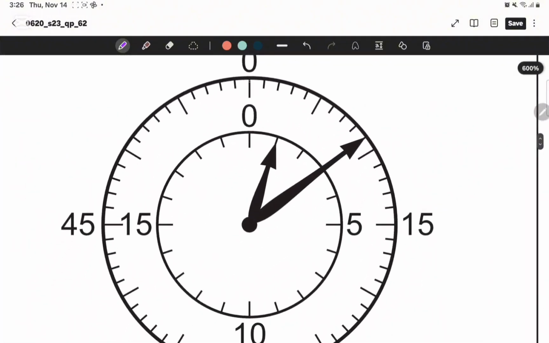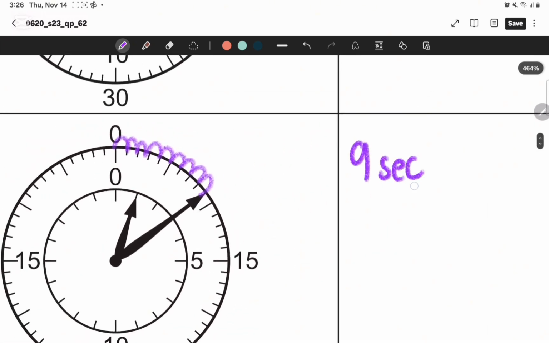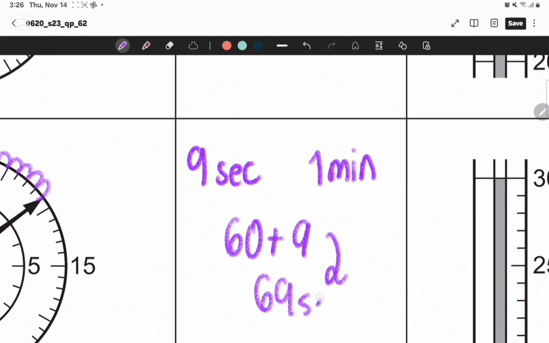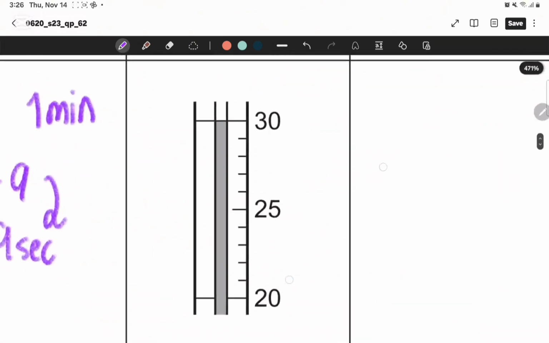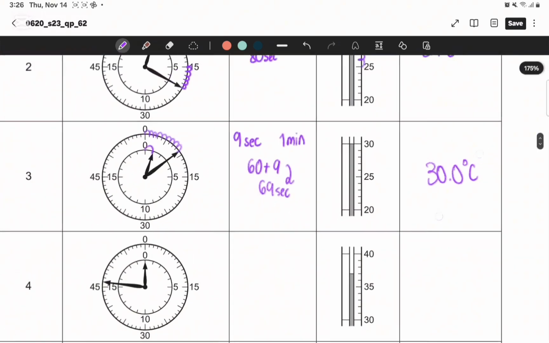Here we start 1, 2, 3, 4, 5, 6, 7, 8, 9. 9 seconds and 1 minute. So that's 60 plus 9, 69 seconds. Then here it's exactly 30, so 30.0 degrees Celsius.